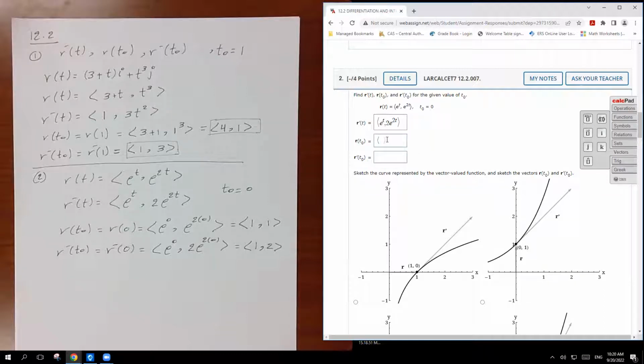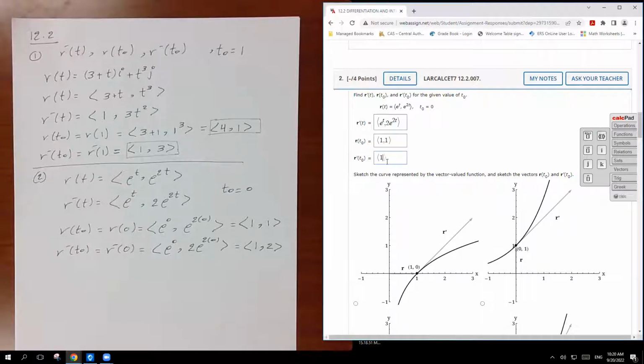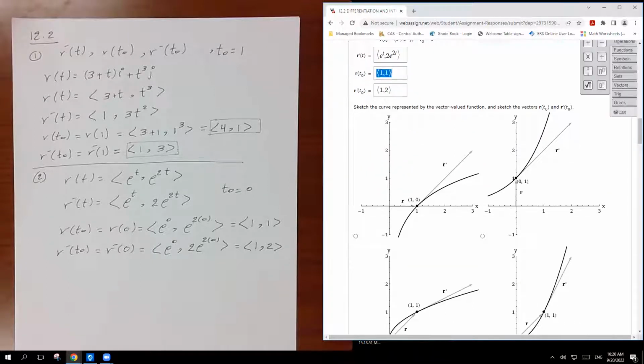And then this one is going to be in the vector form. r of t naught is going to be 1, 1, and the second one with the vectors is going to be 1, 2. So here's the option now. To graph it, we're going to graph first of all the vector valued function, then we're going to graph the derivative.